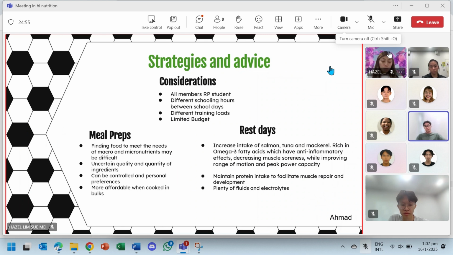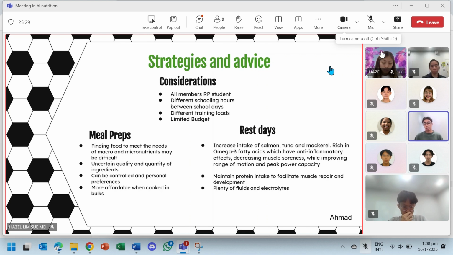So lastly, what are the strategies and advice that we can give to the RP players? Considering that all of the players are from RP, they also have different school hours between the days as they might be from different courses, etc. And the training loads of players might be different as there are club players in the team, and there are also non-club players. And since they are all students in a school, there's limited budget.